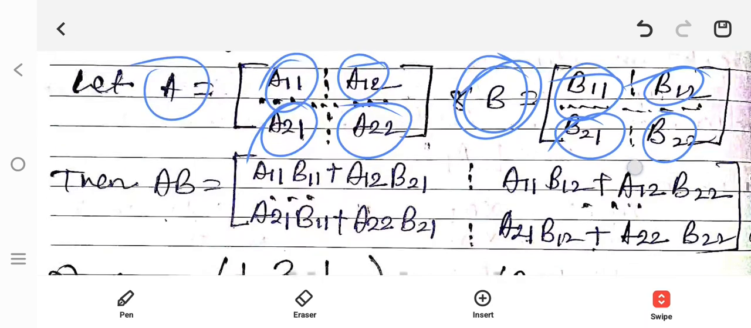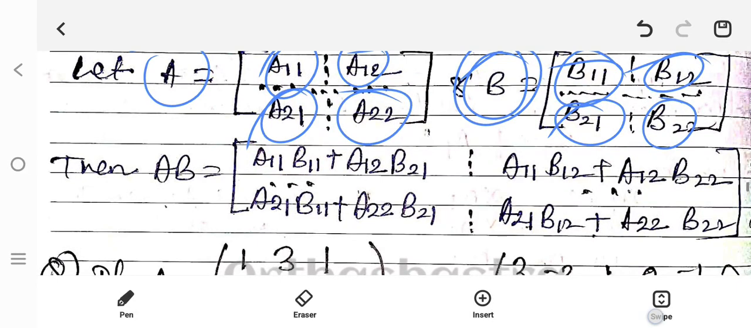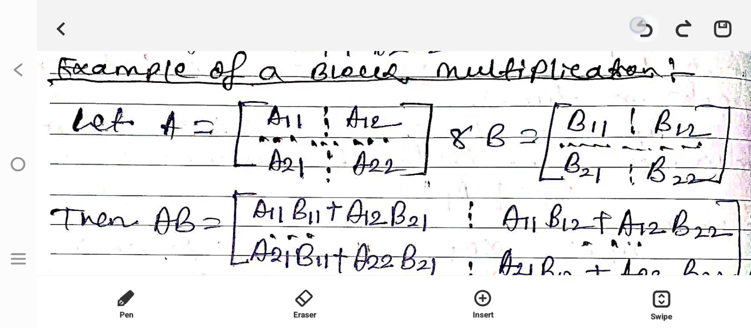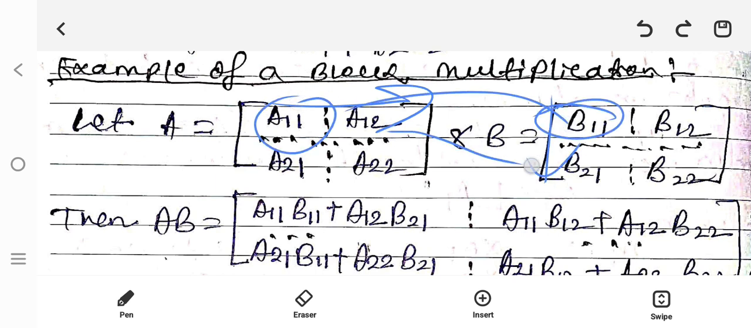So then the multiplication of A and B will be, first row with the first column: A11 with B11 plus A12 with B21, right? And again first row with the second column: A11 with B12 plus A12 with B22 here.